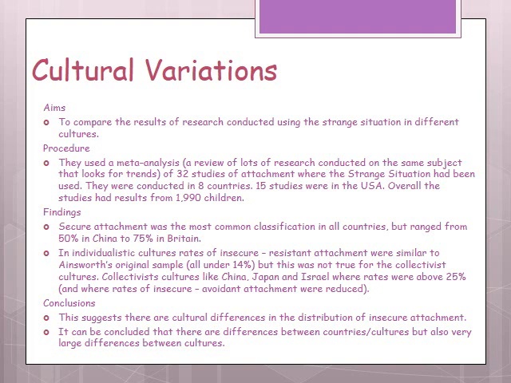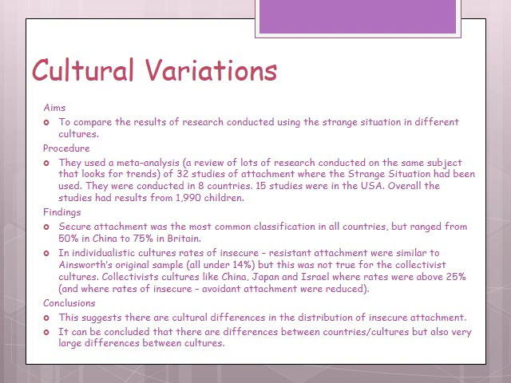In individualistic cultures, rates of insecure resistant attachment were similar to the original sample of Ainsworth's research. But it was not true for collectivist cultures, where the rates were above 25%. So rates of insecure avoidant attachments were reduced. So there does seem to be cultural differences in the distribution of insecure attachment. So remember, in individualistic cultures, insecure resistant was the most common.